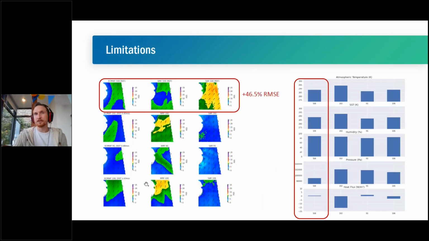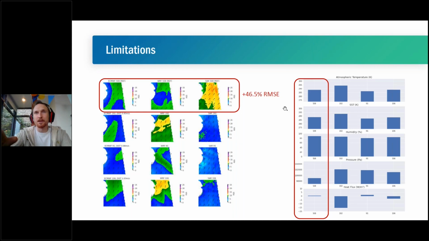There are some limitations, of course. There is one case for which we have very similar SAR situations on the right, but the situation that we're trying to reconstruct is actually very different, even though all the ECMWF situations are very close to one another. In this case, typically, we totally fail to reproduce what we should have had.